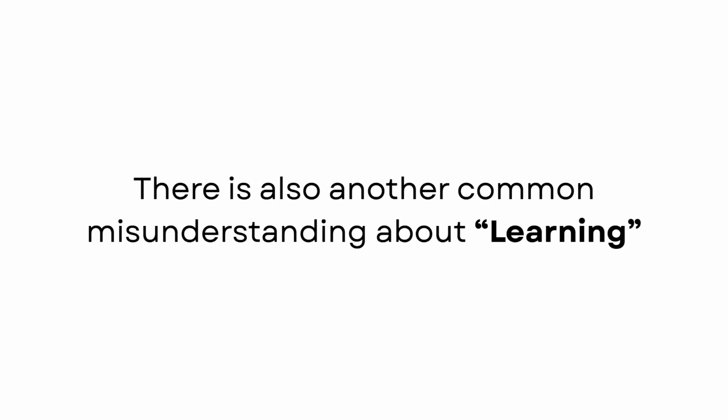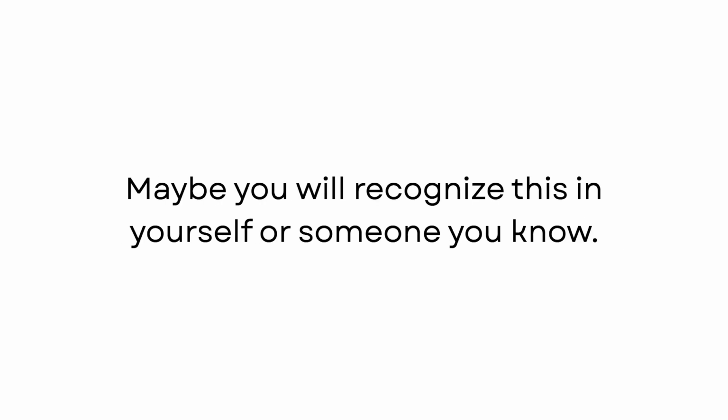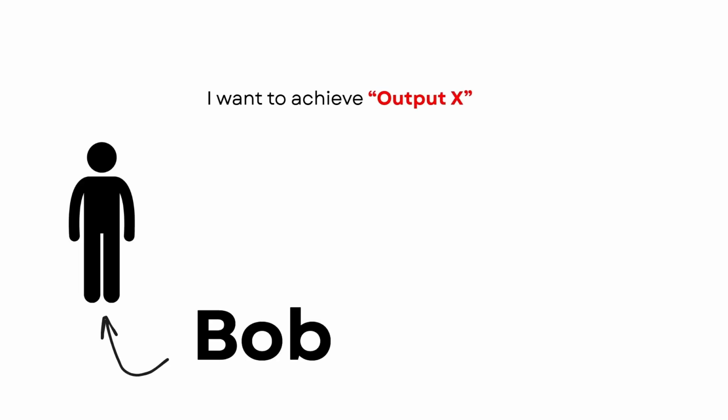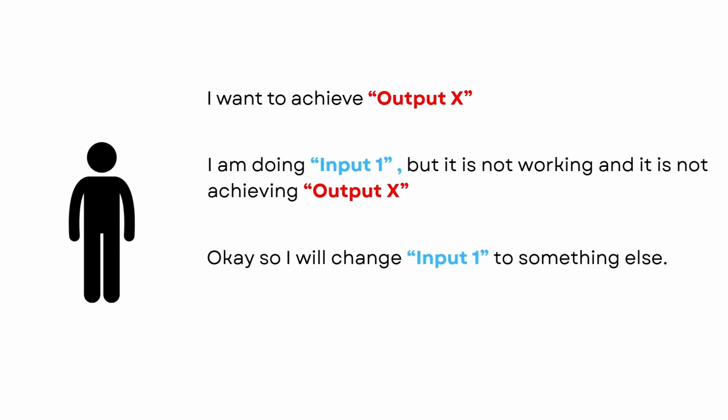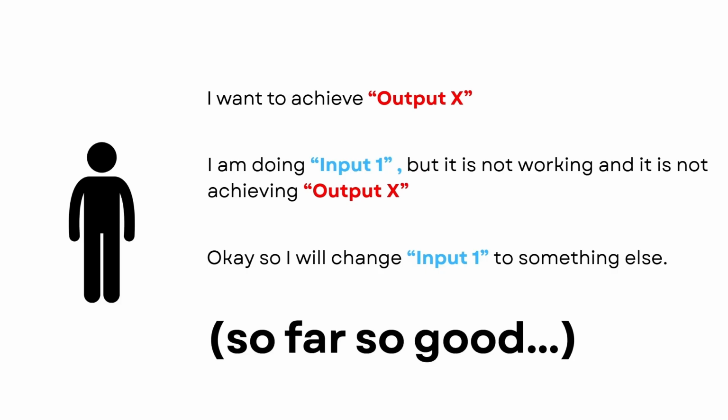So there's also another common misunderstanding about learning, and maybe you will recognize this in yourself or someone you know. So here we've got Bob, and Bob says, I want to achieve output X. So Bob wants to achieve a very specific type of result, okay? And he says, I am doing input 1, so he's doing a certain set of behaviors, but it's not working and it's not achieving the output that I want, right? So he says, okay, I'm going to change input 1 to something else.